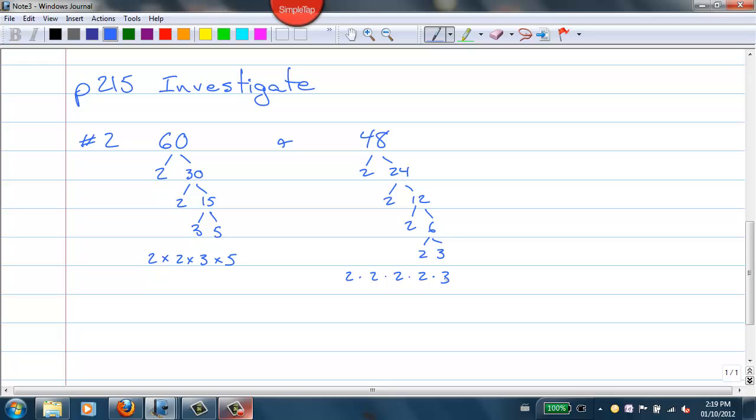So to find the greatest common factor, we look for the numbers that are common. So we've got two 2's and a 3 in each one. So my greatest common factor is 2 times 2 times 3, or 12.